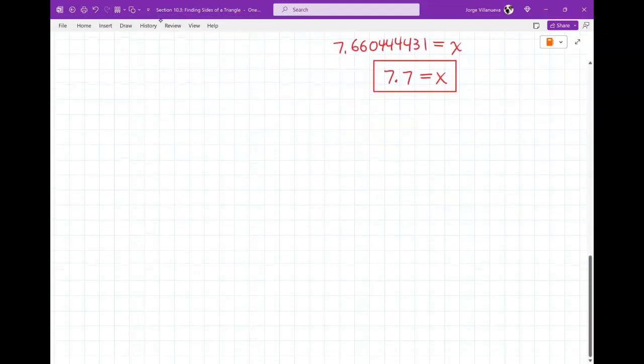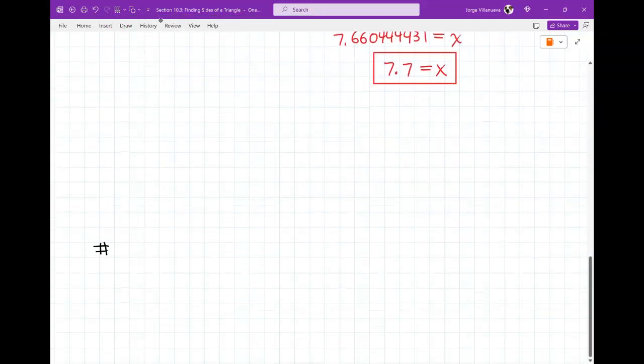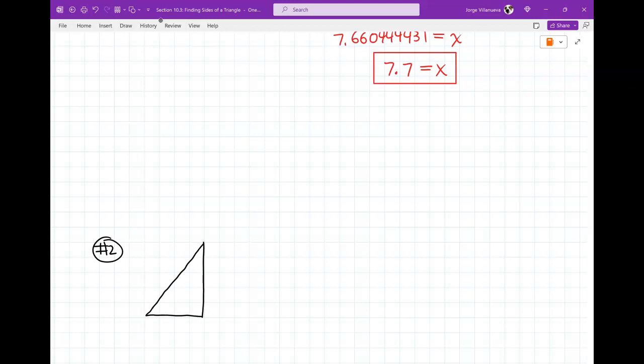So this was a sine problem. Let's go with the cosine problem, or tangent. Let's see, depends on how I want to draw it out. Whoops, that's not it. All right, so there's my triangle. Let me go dim the lights really quick. I just realized I left them on.